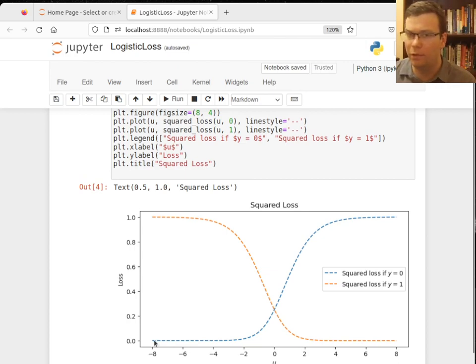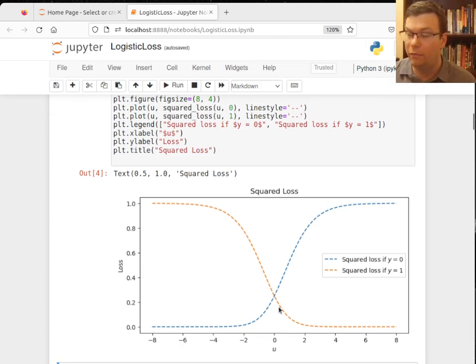So if y is 0, it looks like this. If your input to the logistic function u is less than 0, then this is pretty small, particularly the further you get away from 0. So remember, everything to the left of 0 was classified as 0. That was everything below 0.5 in the logistic function. Everything to the right is classified as a 1. So if I'm actually a 0 and I go to the right, then I have a bigger loss. Eventually the loss saturates at 1 though.